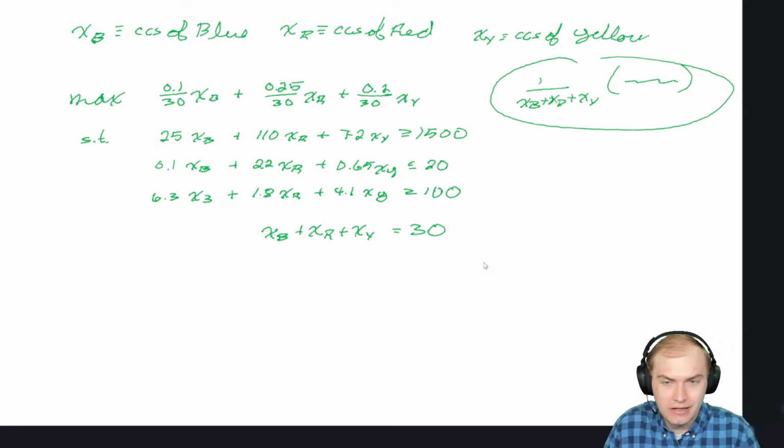So I added this constraint so that the average would be a linear equation. That's something to keep an eye out for if someone asks you to do an average that might not be linear.